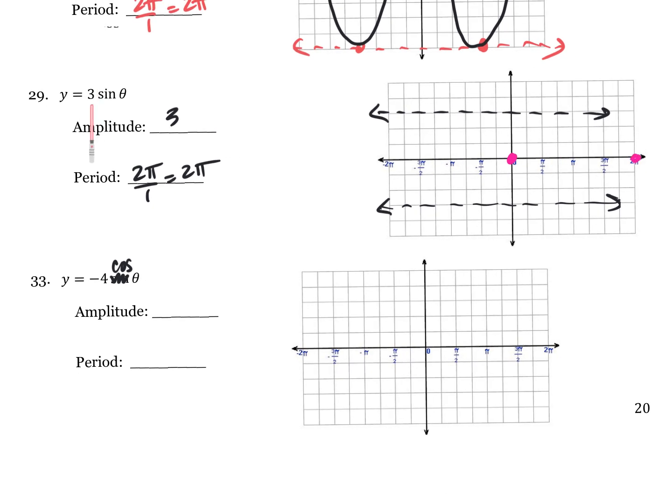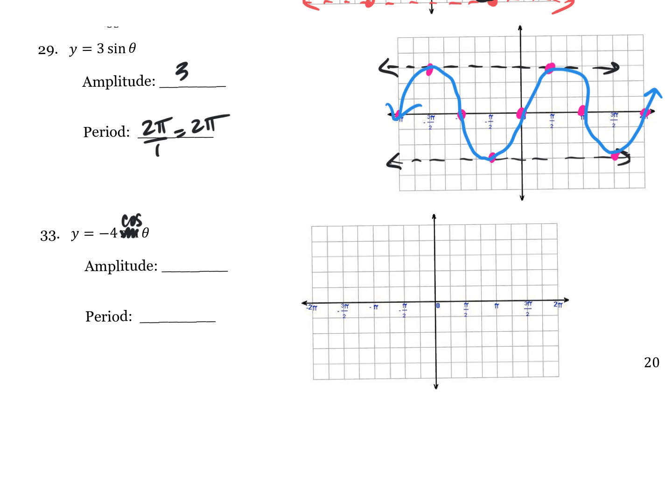You guys, if it's 3 sine, should I start by going up to 3 or down to -3? Up, because it was positive. So I'm going to go up to 3, back to 0, down, and then I can follow my trend. Put that in a different color. Oh, my hand got a little jagged.